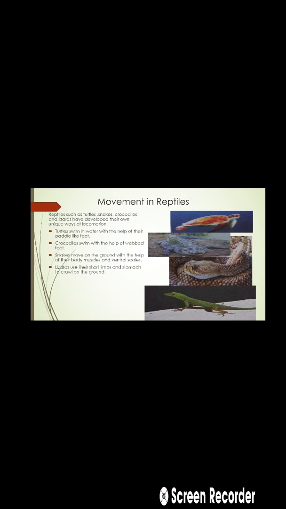Snakes move on the ground with the help of their body muscles and ventral scales. What is ventral? Ventral means towards or on or near the belly, near the stomach. That is called the ventral part of the body. Now the lizards. Lizards use their short limbs and stomach to crawl on the ground or on the wall. Lizards can climb on a smooth wall with the help of sticky pads present on their paws.